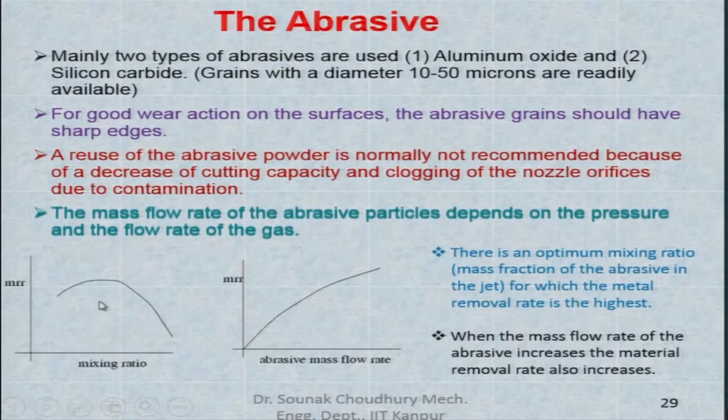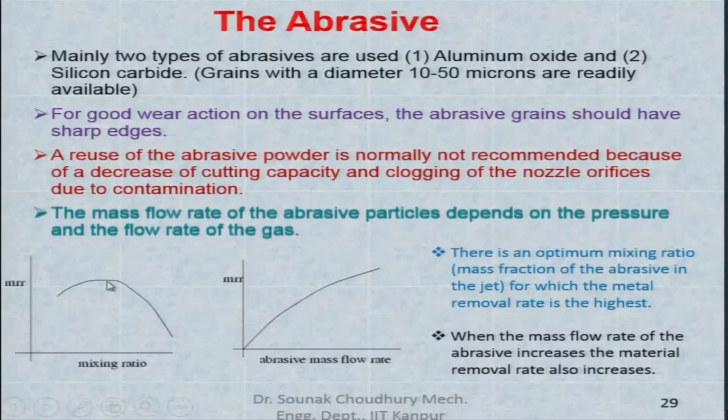By mixing ratio, you understand that this is the mass fraction, how much mass of abrasive material is in the jet. When it is not very high, of course the material removal rate will be less, but if it is too dense, then the material removal rate will again be less, because it will clog and not pass through easily. So, there has to be an optimum value of the mass fraction. Now, another curve shows that as the abrasive mass flow rate increases, the material removal rate increases, not linearly but non-linearly.